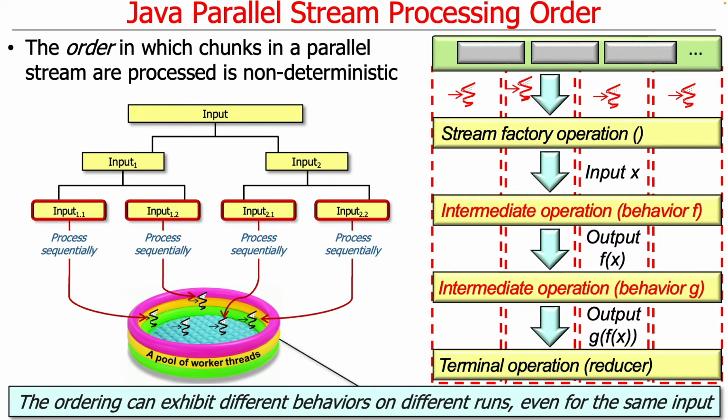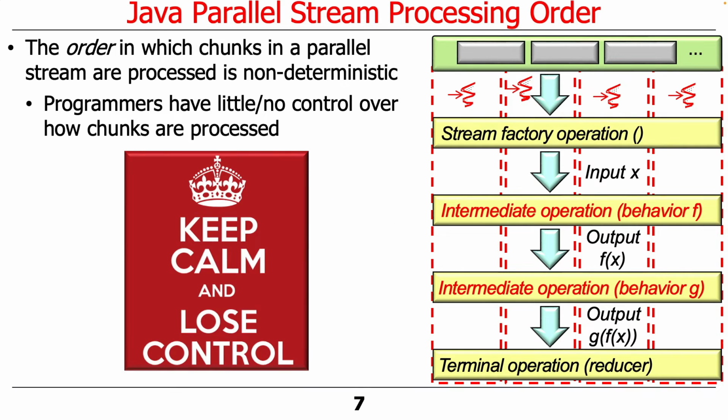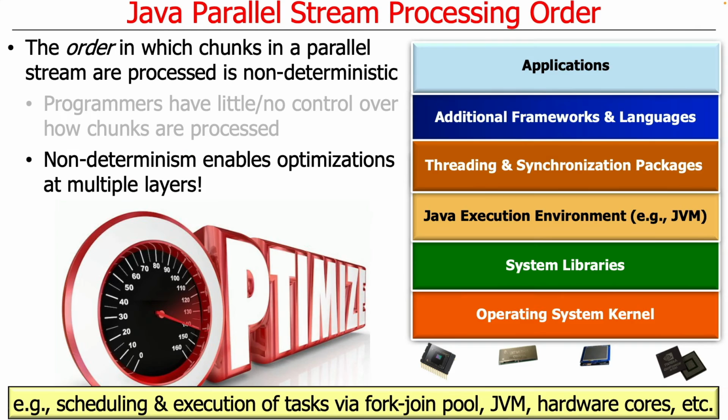Right now, just take it on faith that when you submit a bunch of things to run in the common fork join pool, it's up to the common fork join pool and its work stealing algorithm. It's up to the underlying operating system kernel and its scheduling discipline. It's up to the underlying multi-core processors to decide when and how things run. You have little control over this. Just deal with it. It's not a bad thing.